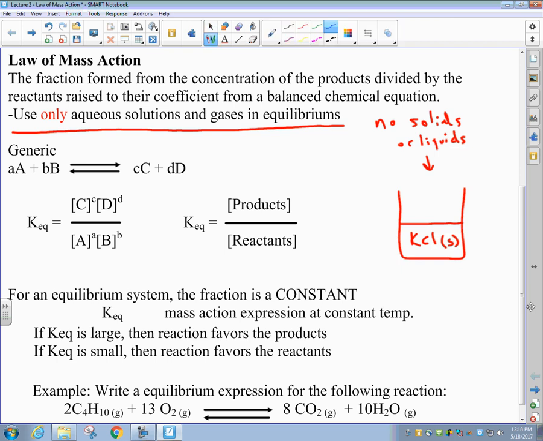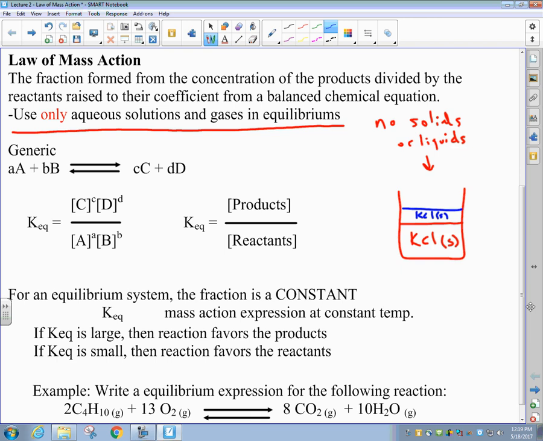If we were then to go ahead and put more potassium chloride in the solid form on top of that, we have increased the number of moles, but have also increased the volume in the same proportion. So ultimately, the concentration of the KCl does not change by adding more or removing some. Same with the liquids. Therefore, we do not include solid and liquid concentrations into the law of mass action, only your aqueous solutions and gases.